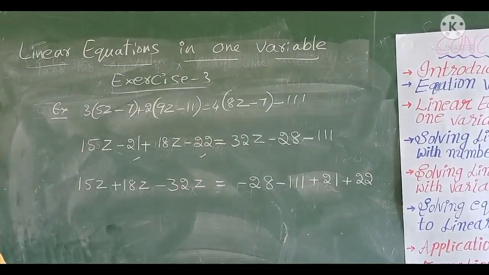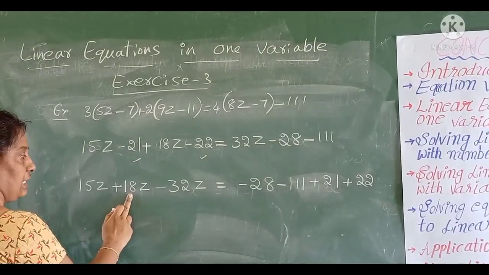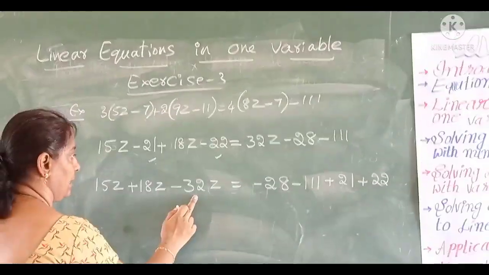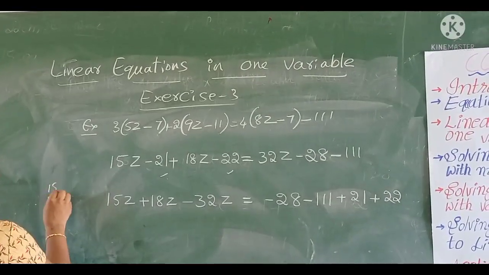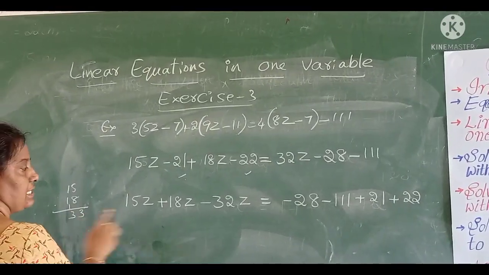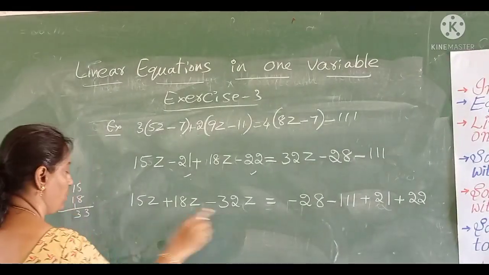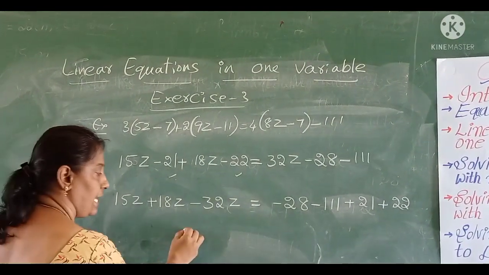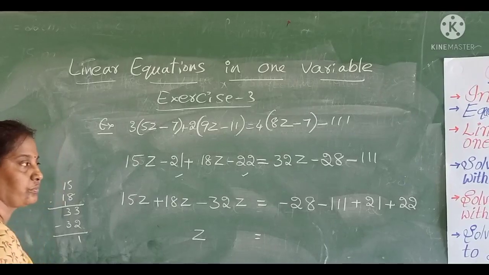For this, we have to solve: 15z and plus 18z are both positive numbers and 32z is negative. We have to add the positive numbers first. 15 and 18, how much? 33z. So we have 33 and the negative is minus 32, so subtract 32. How much? 1. So we can't write 1z, so z is equal to.